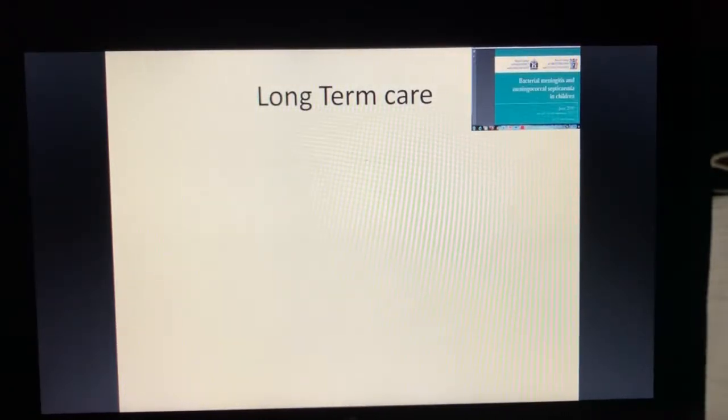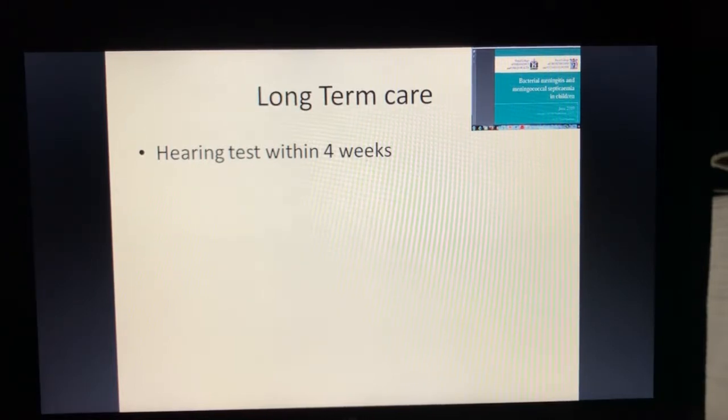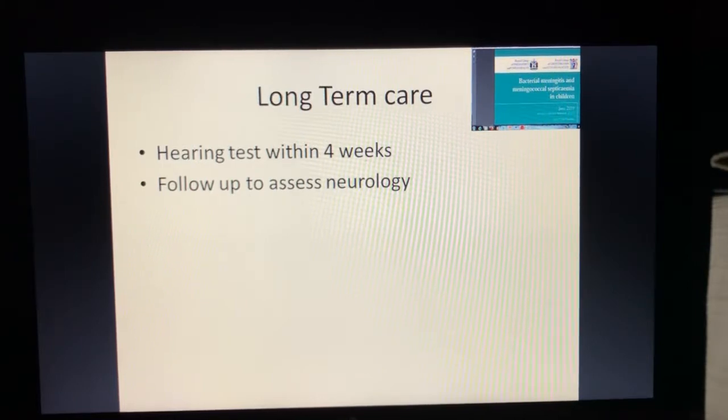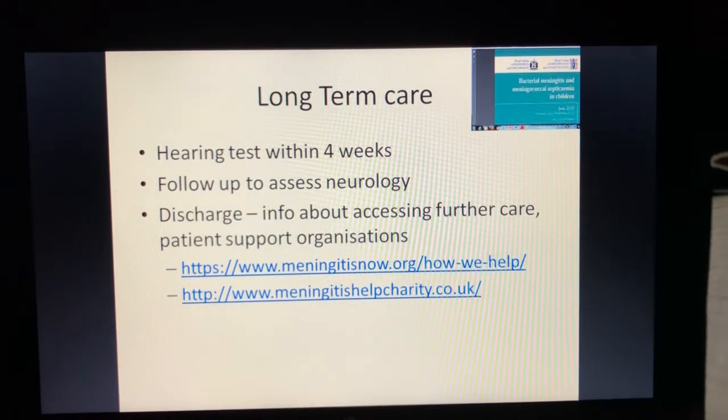So if we move on to looking at longer term care, NICE recommend that all children who have recovered from meningitis should have a hearing test within 4 weeks. And clearly there's a need for prompt follow-up, especially in the under 3-month-olds, and I think also in anyone who's had streptococcal pneumonia and meningitis. It's also vital that families know how to access further care, and that additional support and signposting is available from supporting organisations, and that they're aware of this.